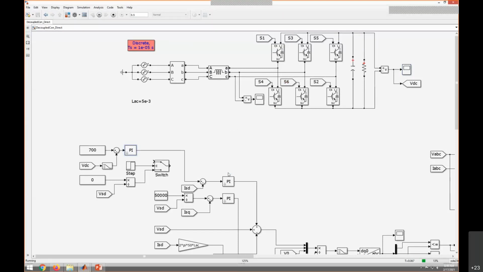Generally we'll keep this Kp constant and Ki will vary, right? We'll see the performance. If it is not suiting, we'll interchange that. That means Ki will be fixed and Kp will be varying. So like that we'll tune it.